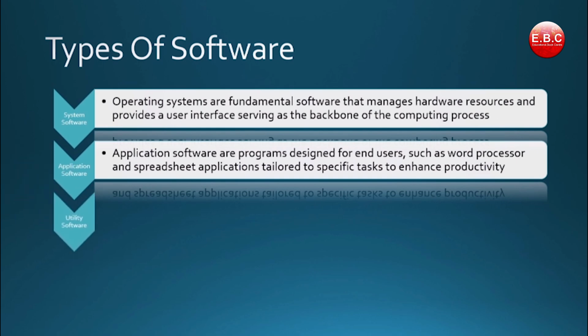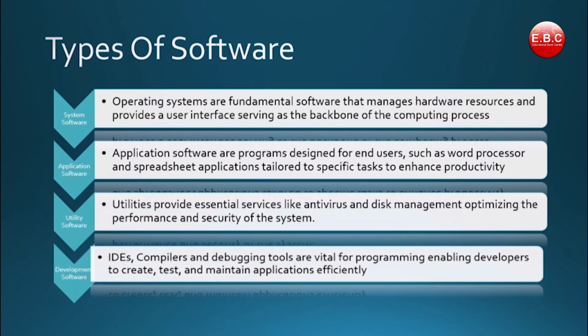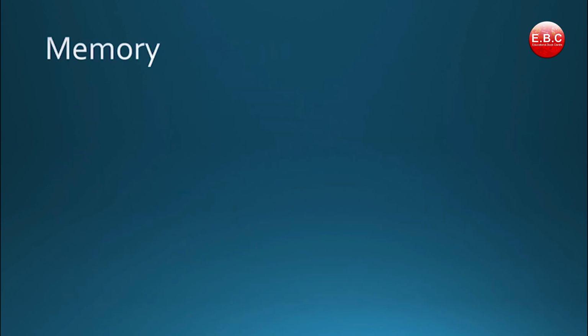Third one, utility software. Utilities provide essential services like antivirus and disk management, optimizing the performance and security of the system. Fourth one, development software. IDEs, compilers, and debugging tools are vital for programming, enabling developers to create, test, and maintain applications efficiently.